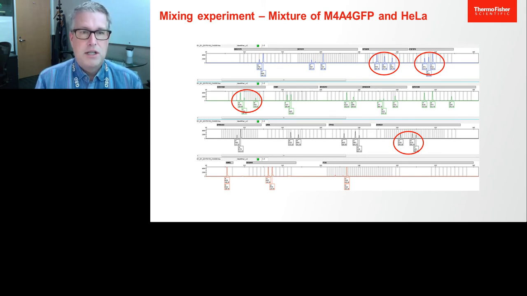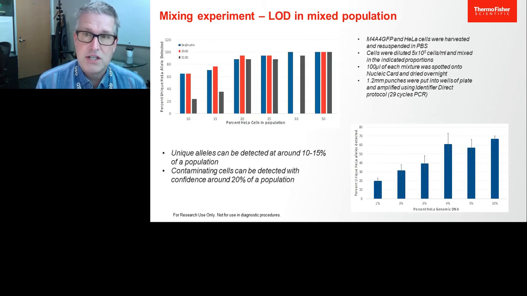And so then going into the different dilutions of the HeLa cells, I simply mixed them into known percentages, spotted them onto the copan nucleic cards, and was able to detect HeLa cells down to at least 10% of a mixture in that population. I could see at least half of the HeLa specific alleles that were present in that mixture, showing that the nucleic cards are very nice for even analyzing mixtures of cells.